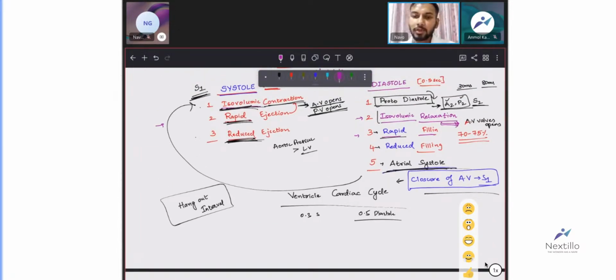Did you understand how the valves open and close? If you did, leave me a comment. If you don't, let me know. I'll repeat it again for you.